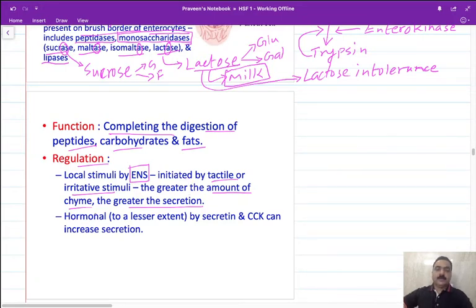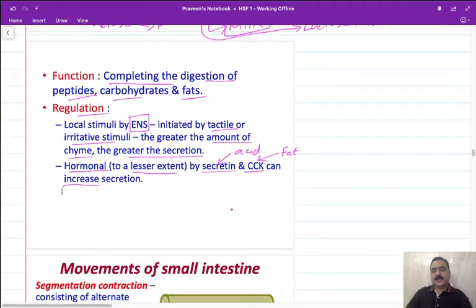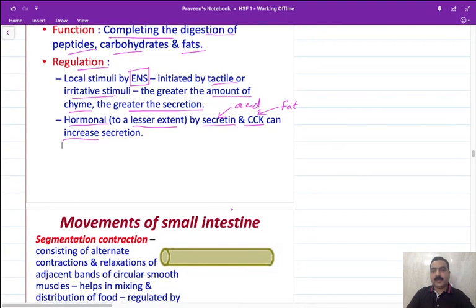Now, other than the nervous system, you also have hormones, to a lesser extent, secretin and CCK. Secretin is secreted because of the acid from the stomach, and these are happening mainly in the duodenum, and CCK is due to the fat digestive products. So these will increase the secretion. Whenever you have more acid coming or the fat coming, the succus entericus secretion will be increased. But secretin and CCK mainly have more function to control the pancreatic secretion and the liver secretion, the bile secretions. We'll come to that slightly later.